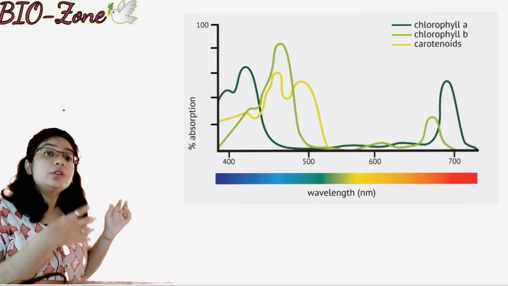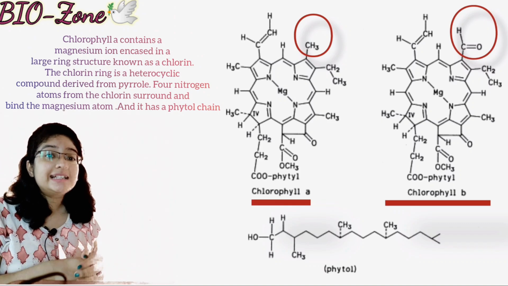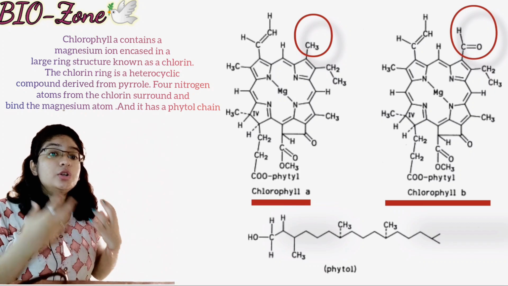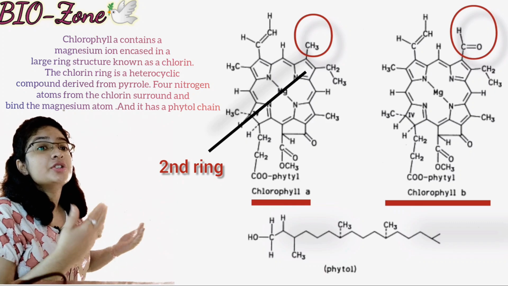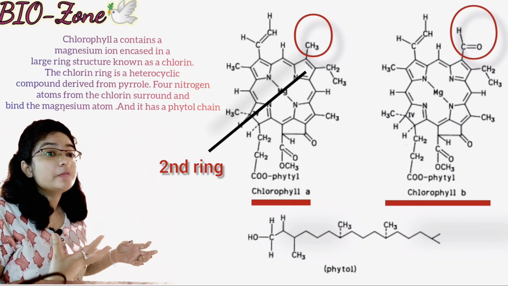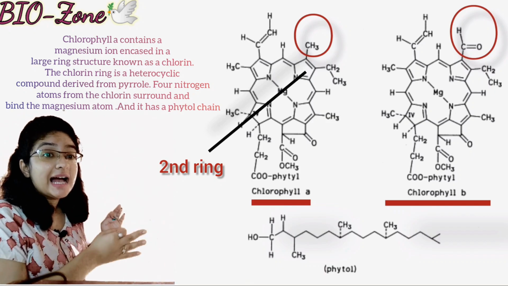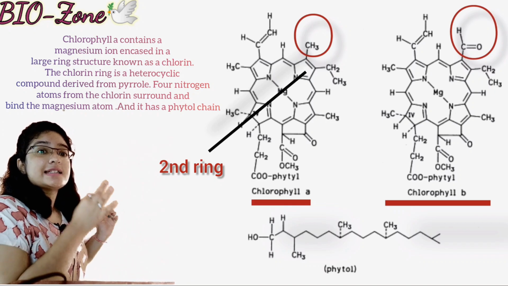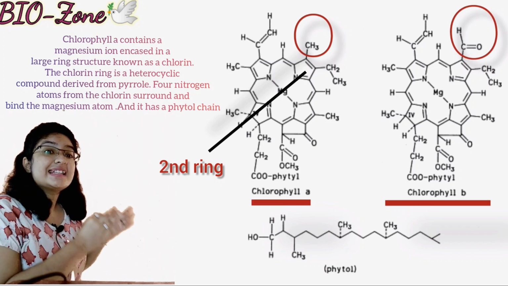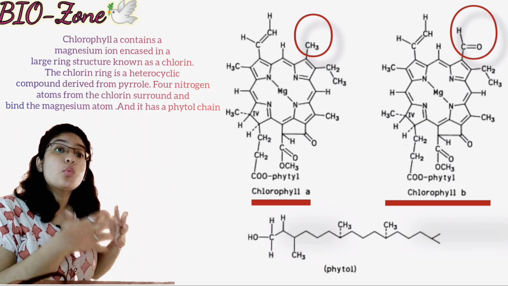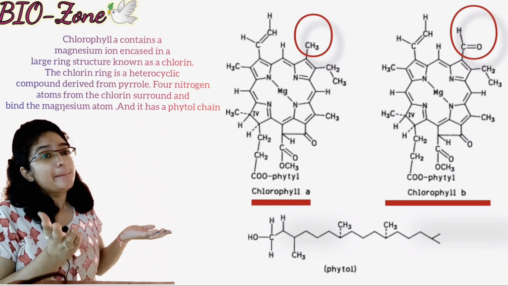Apart from that, if we look at the structures of chlorophyll A and B in the picture, we can see that they look similar, but in the second ring they differ from each other. Where do they differ? Generally, in the second ring, chlorophyll A contains a CH3 group and chlorophyll B contains a CHO group. Because of this single difference, they work differently, and chlorophyll A becomes the main chlorophyll and chlorophyll B becomes the accessory one.